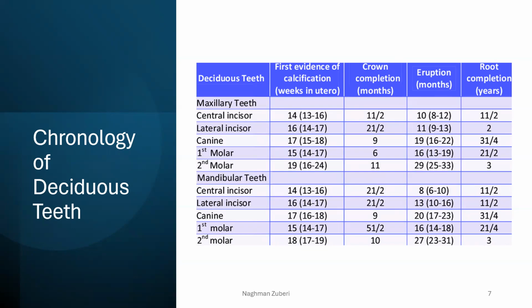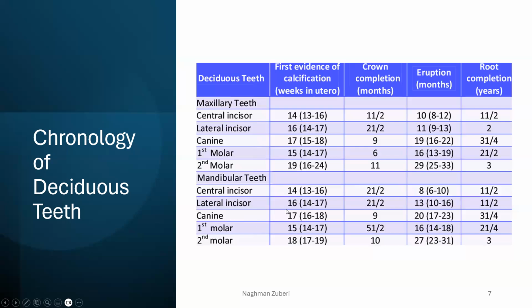Having discussed the central incisor, now the mandibular lateral incisor: 16 weeks, same as the maxillary one, and the range is 14 to 17, again the same. Crown completion is at 2.5 months. Eruption time is the 13th month, anywhere between 10 to 16, but 13 is the average. Root completion is at 1.5 years.